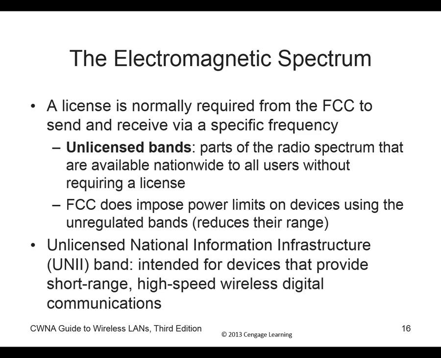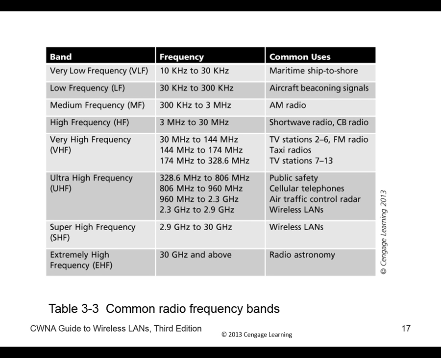A license is normally required from the FCC to send in a specific frequency. It's because they want to know how strong your signal is and where you're sending it. There are certain unlicensed bands which are not going to be interfering, so the FCC doesn't really care about them because their power limits are not going to affect anything. If you get closer to military bands or government bands, then they get tighter on the restrictions. Your unlicensed national information infrastructure, your UNII band, is basically your short range frequencies, your walkie-talkies, those kinds of things.